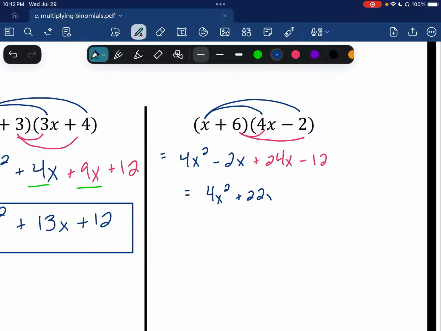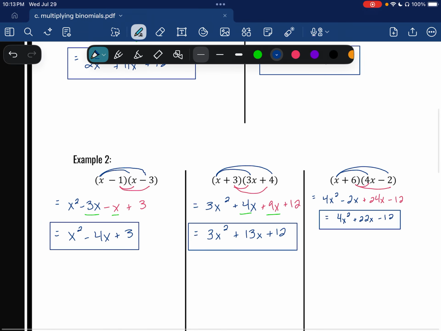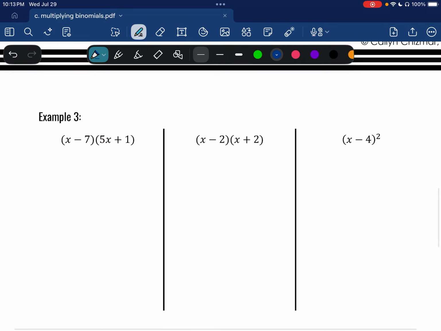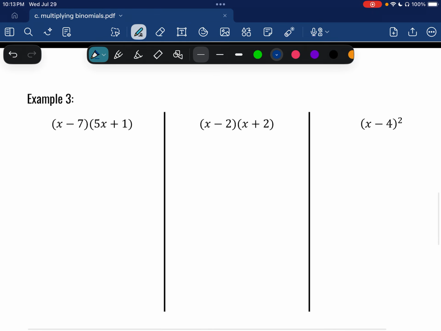So now on the back here, table 3, I want you to go ahead and try these out, okay? So I'm just going to give you a hint. Some cool stuff is going to happen in the last two. So I want you to check them out, see what you can do. I'll give you a little hint. Rewrite this one as x minus 4 times x minus 4.